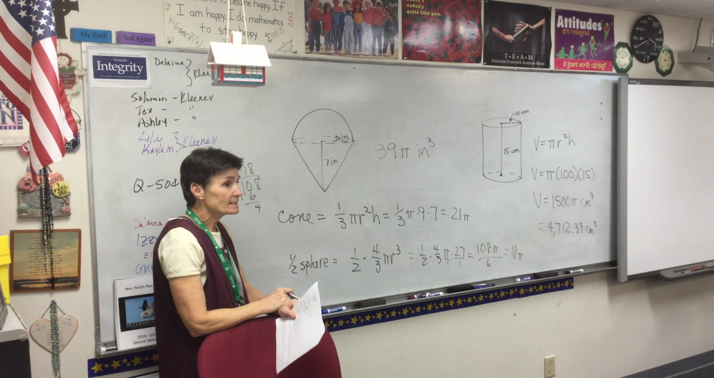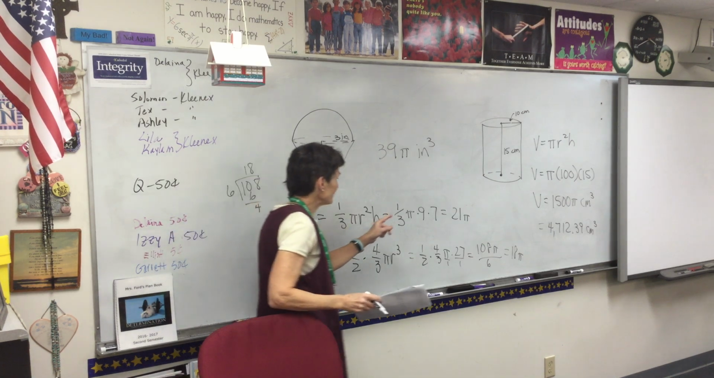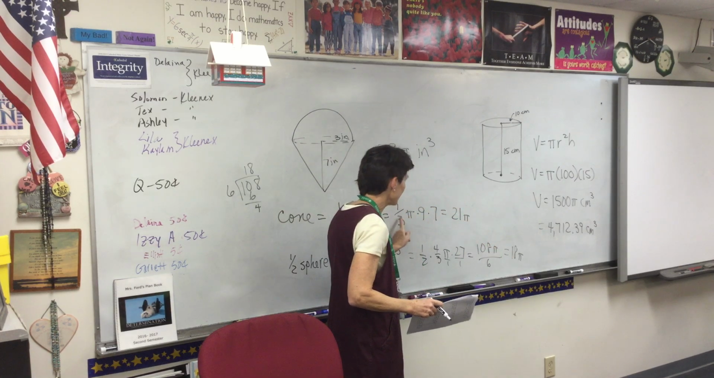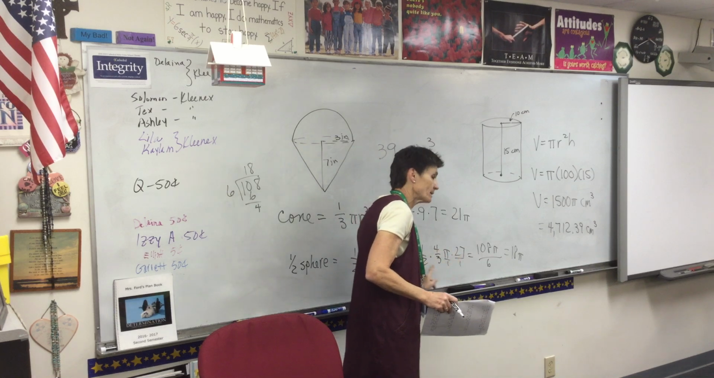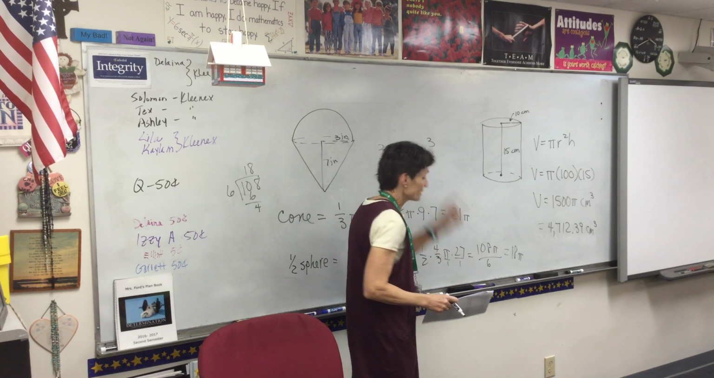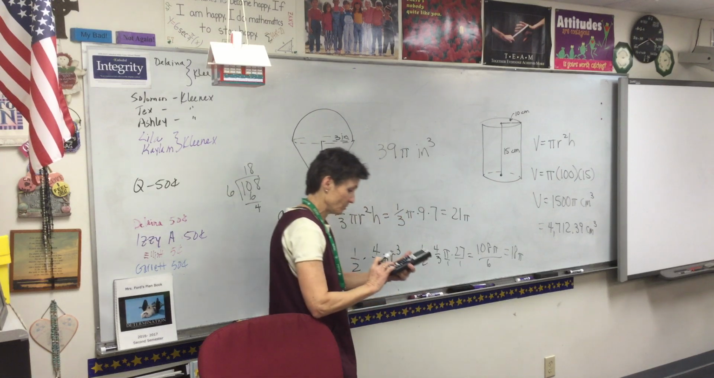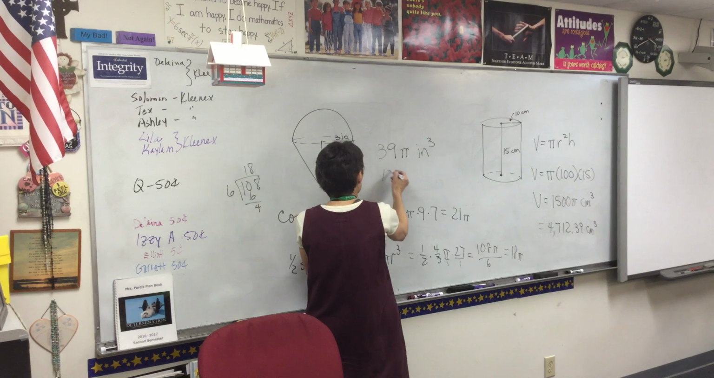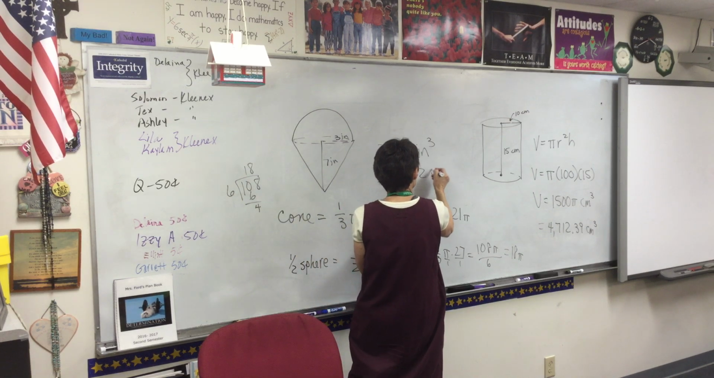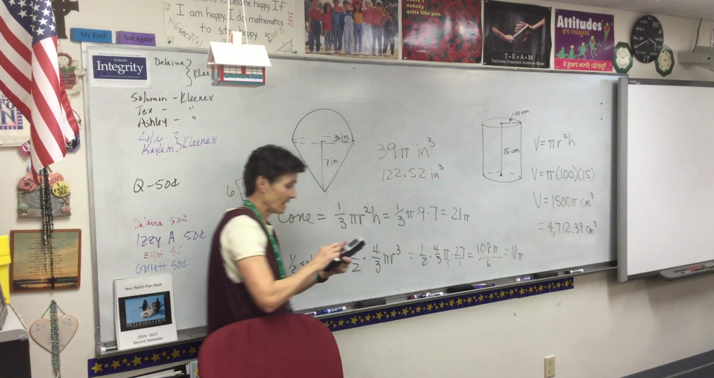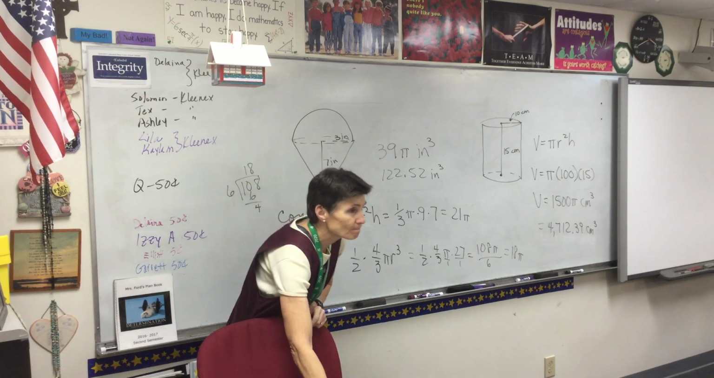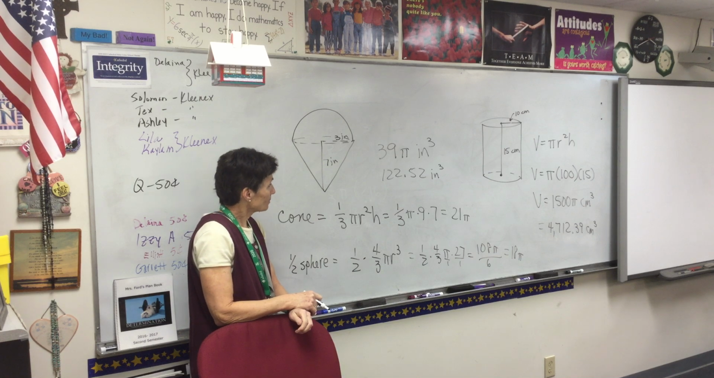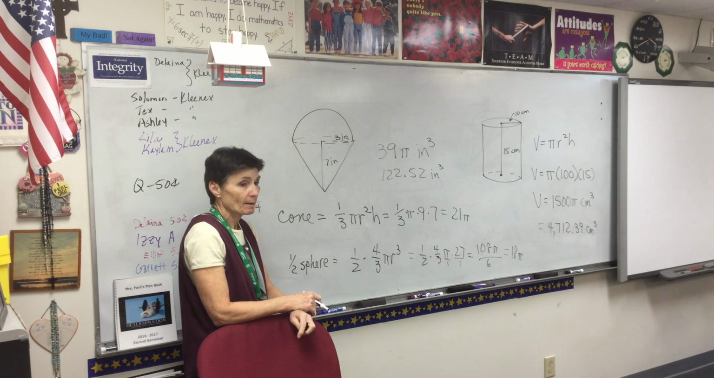Now, if you're doing it decimally, you don't need to go all the way and work all these things out. You can just type that right into your calculator. But since I've already done that, I'll just do 39 pi. Did you get 122.52 cubic inches as your decimal equivalent? Just got the decimal for 39 pi.